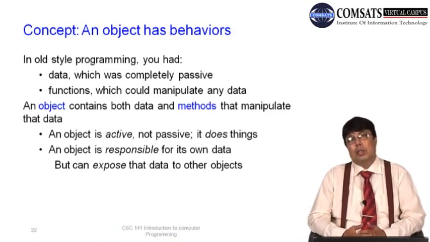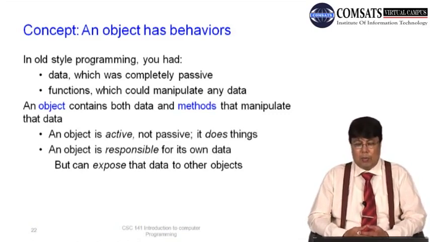How we add these attributes is with the help of methods, and these methods are basically the functions that manipulate the data. So you can also say that the functions are called methods. So an object is active now, not passive, and it can perform certain things. What are those? That is very interesting, and we will discuss it in the next few minutes. An object is responsible for its own data, and this data has certain attributes, but it can expose the data to other objects.